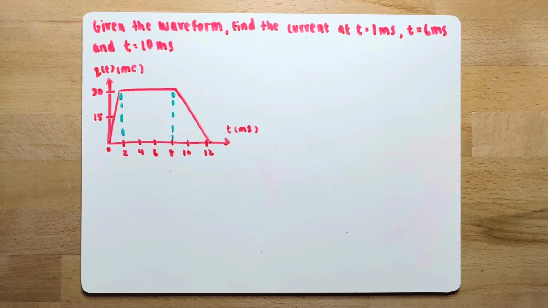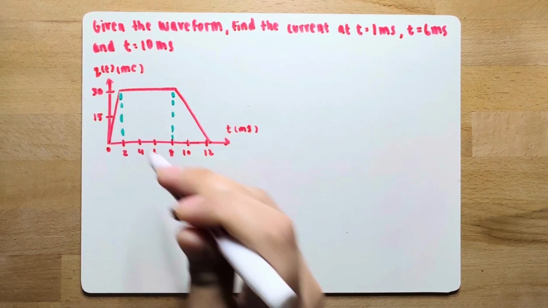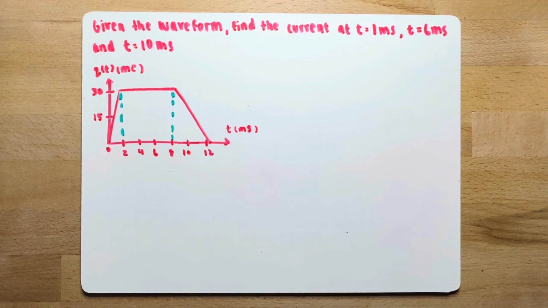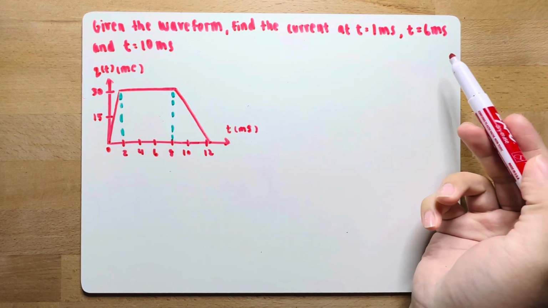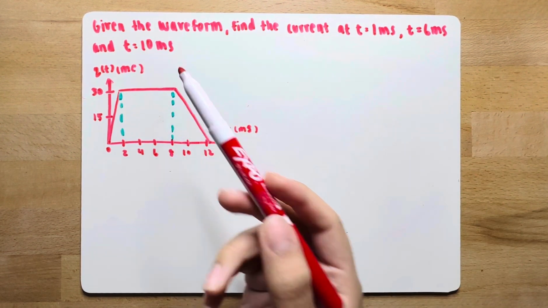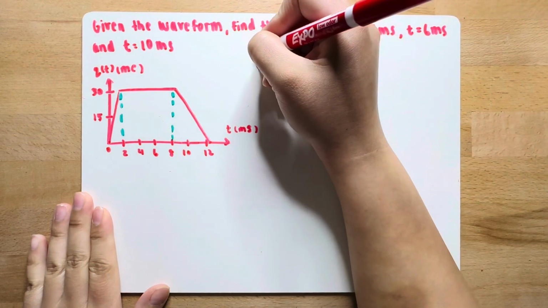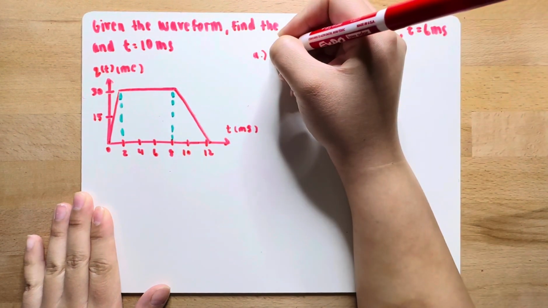In this problem, we're given the waveform, this thing, and we want to find the current at t equals 1 milliseconds, t equals 6 milliseconds, and t equals 10 milliseconds. Okay, let's start by finding t equals 1 milliseconds. I'm going to call it A, okay?